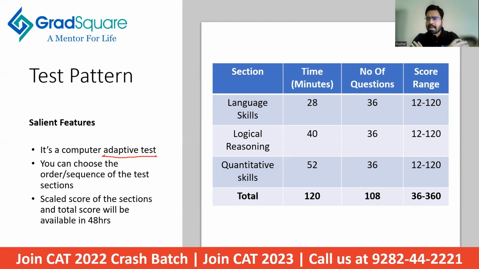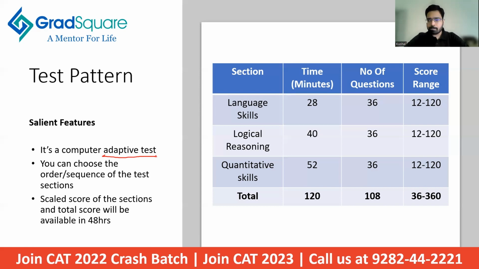Now, as far as an adaptive test is concerned, just to give you a brief, your answer to a particular question determines the following question. So if you have got the present question on your screen correct, then the next question happens to be a difficult question and will have a higher weightage towards your actual score. That's how the adaptive paper works. Once you've submitted an answer to a particular question, you cannot go back and change that answer.